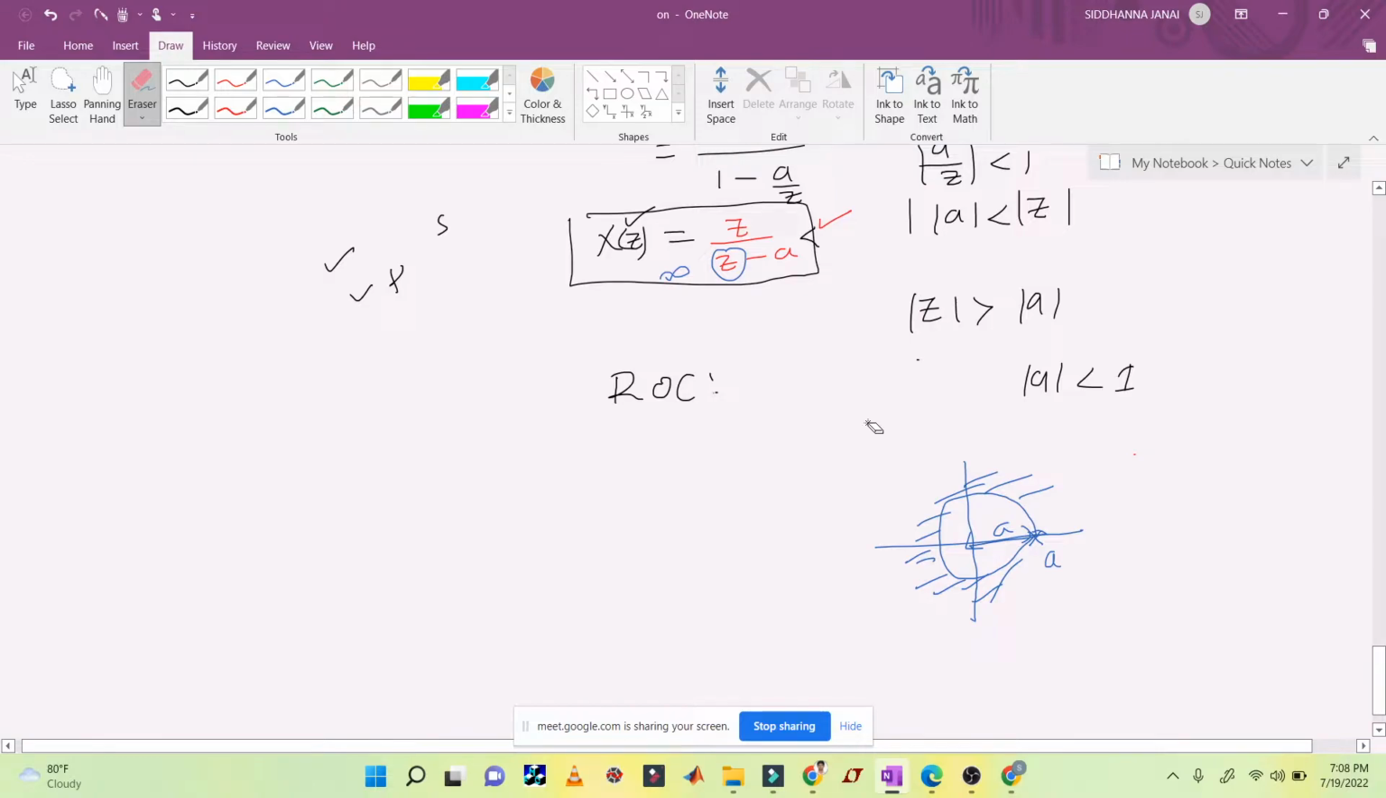So Z should be greater than A, then only we get the Z transform of a right-sided sequence. Magnitude of Z greater than A, then only we'll get the right-sided sequence. So outside this pole, we call this a pole. Whatever value which makes X of Z infinity, that value we call a pole, whereas whatever value which makes X of Z 0, we call it a 0.